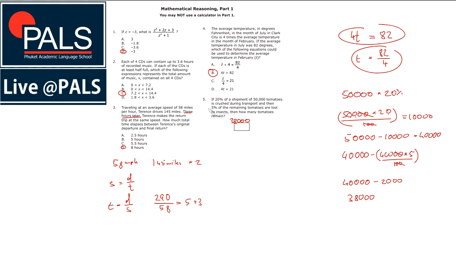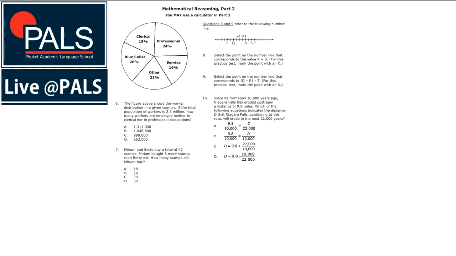So one thing that you have to be careful about here is you cannot just add up the 20% and the 5%, because we're not looking for 5% of 50,000. We are looking for 5% of the remaining 40,000 tomatoes. So we have to do this in 2 steps. So for this part we may use a calculator.